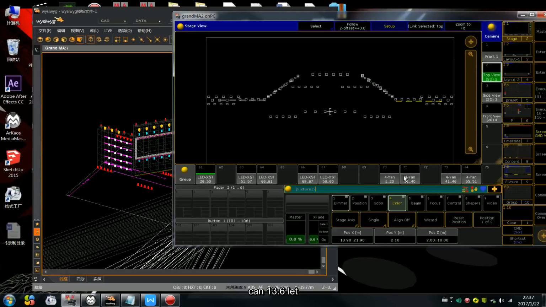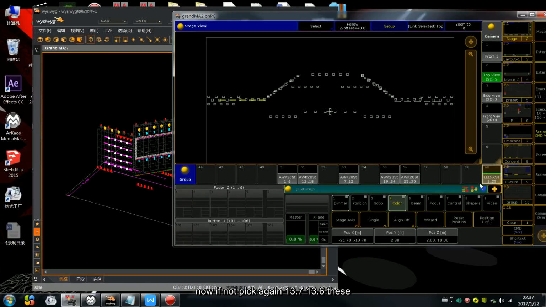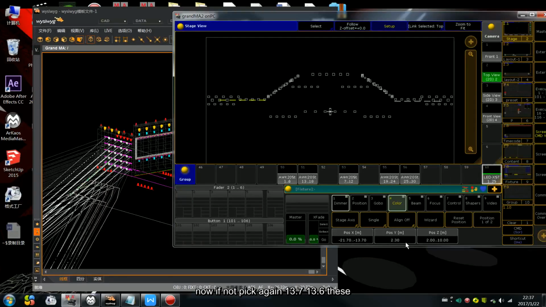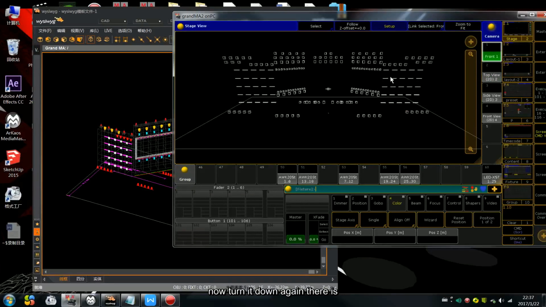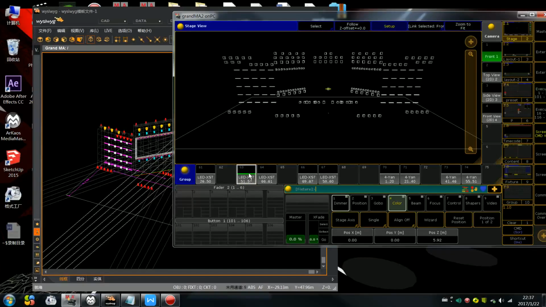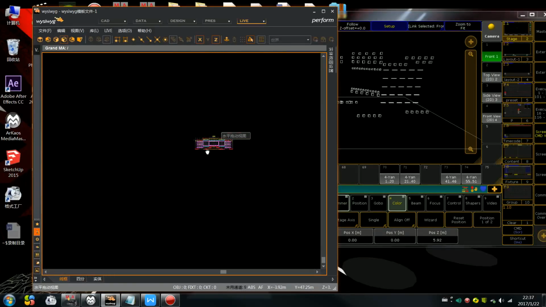I can do 13.6. Let me take a look. Is that 13.6 just now? If not, pick again. 13.7. 13.6. These two groups are made again. Now turn it down again. There is also this group. It's not easy. Make this stage layout diagram.